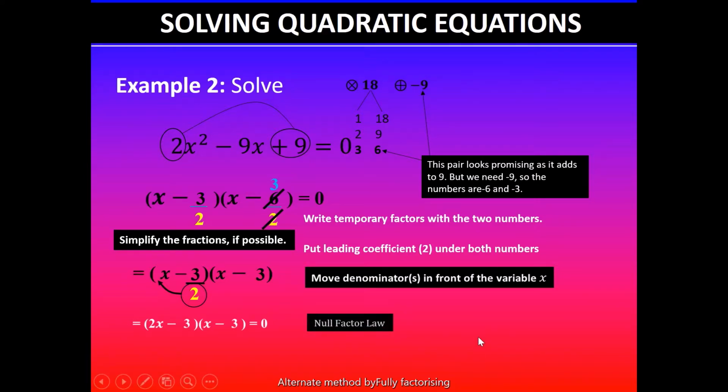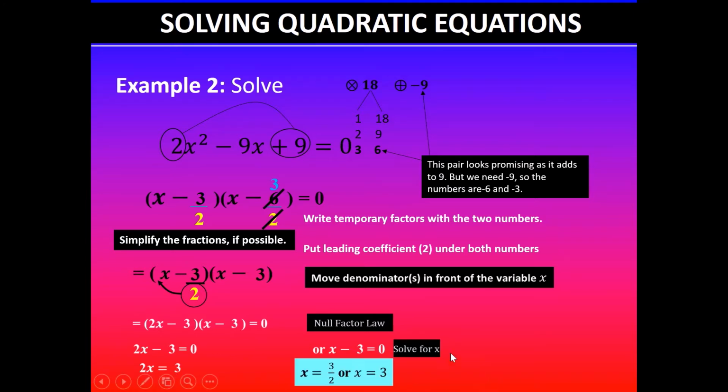Applying the null factor law, you'll get 2x minus 3 is equal to 0 or x minus 3 is equal to 0. Then solving for x from here, 2x is equal to 3. If I divide this by 2, I'll get 3 over 2. So 3 over 2 and 3, same result as before. I hope this makes sense.